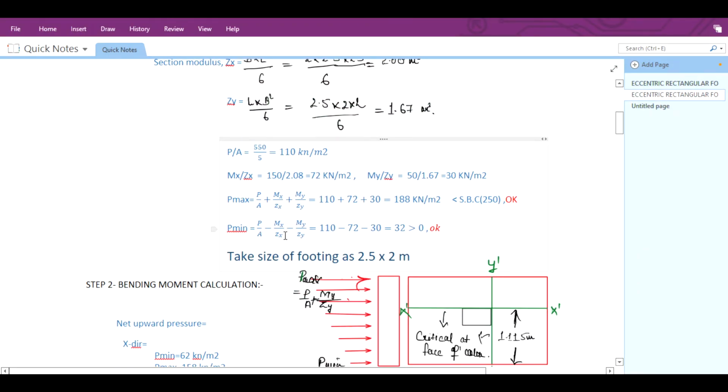Similarly, your P minimum will be P by A minus Mx divided by Zx minus My divided by Zy. So it will come as 32. Your P max should always be less than your SBC, and your P minimum should always be greater than 0.